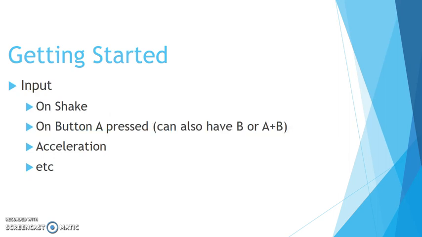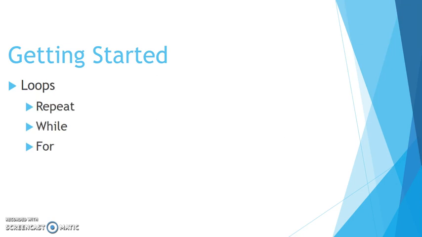Next we'll look at input, and that allows us to code some event-driven programming. So here you can do things like on shake, so when the Microbit is shaken, you can do something. On button A pressed, you can do something. There's also a button B on the Microbit, and you can press the A and B together, and that also allows you to do something when that happens. You can also look at acceleration, accelerometer, and so on.